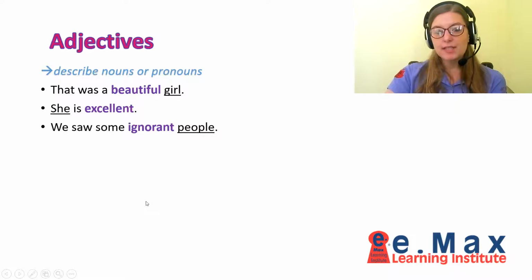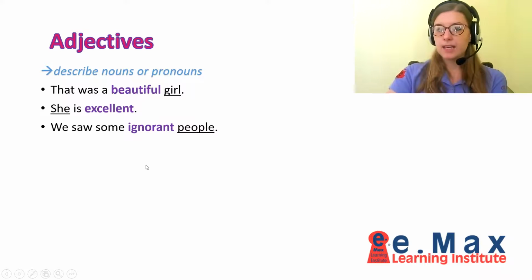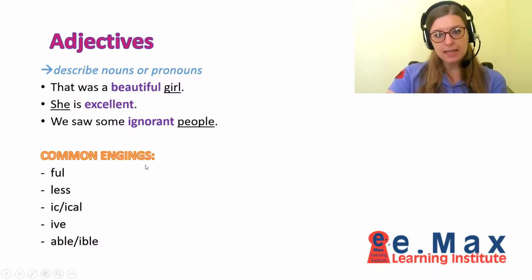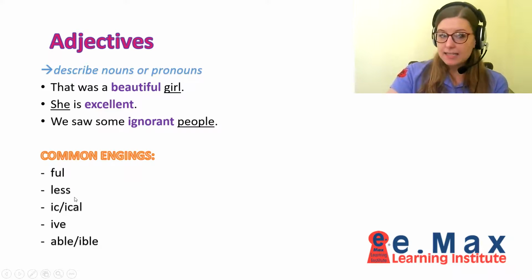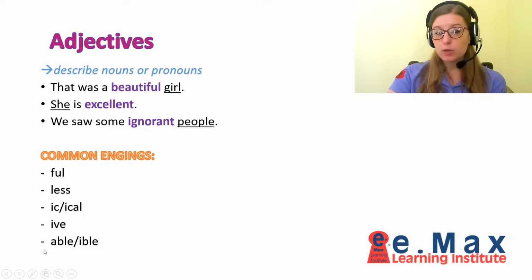What about adjectives? Adjectives have a function. They describe a noun or a pronoun that is near them. Like here, beautiful girl. Beautiful is an adjective and it describes the noun girl. Now, they have many typical endings for them. These are the most common ones: -ful, -less, -ic or -al, -ive or -able, doable, eatable, and these things, right?